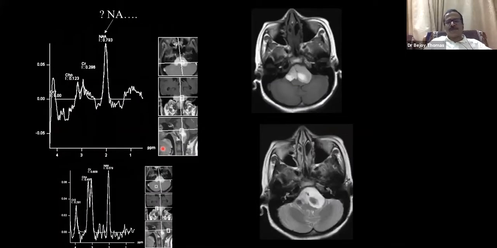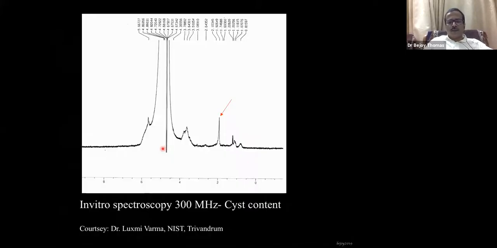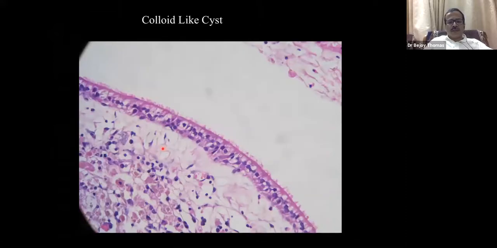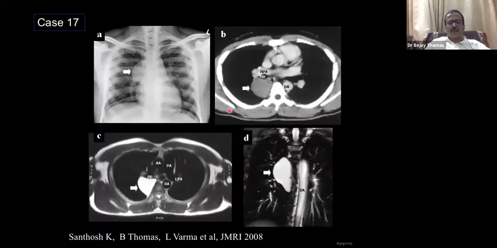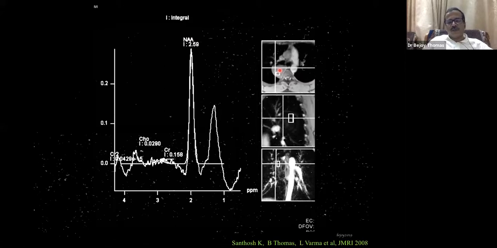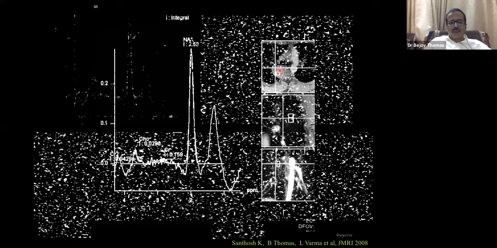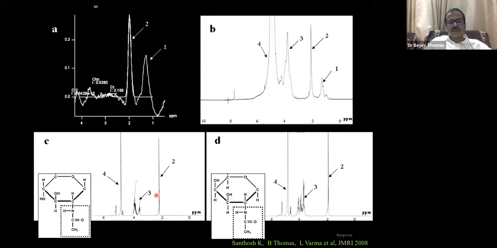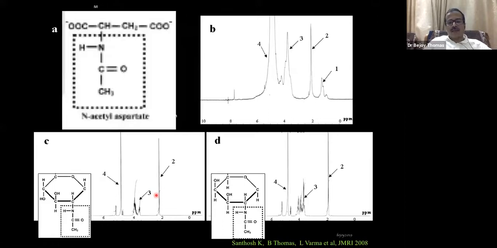This is a case of a colloid cyst or a neuroenteric cyst. We can see an NAA-like peak in these cases, which is a marker of the Warthin's glands and the pseudostratified ciliated columnar epithelium. So if you see this large NAA-like peak, you should think of a foregut duplication cyst. What you're seeing is the N-acetyl moiety of the sugars which are present, the N-acetyl glucosamine and the galactosamine, which we have published some time back in JMRI.